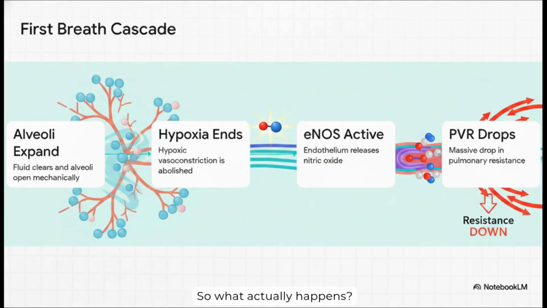So what actually happens? When the newborn takes that crucial first breath, the alveoli mechanically expand, physically forcing fetal lung fluid into the interstitium. This physical expansion alone causes a drop in PVR. But biochemically, as oxygen rushes in, hypoxic pulmonary vasoconstriction is instantly abolished. On top of that, the sudden rush of pulmonary blood flow creates shear stress on the endothelium. This upregulates eNOS, endothelial nitric oxide synthase, releasing nitric oxide, which is a potent vasodilator. The end result? A massive, immediate drop in PVR, which finally allows the right ventricle to pump blood into the lungs. It's a total game changer.